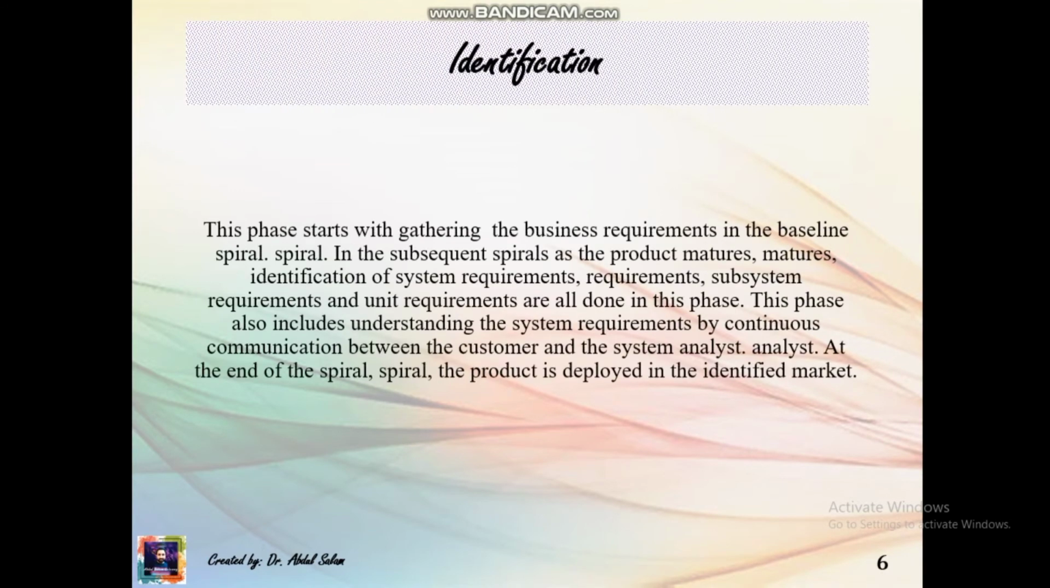Identification. This phase starts with gathering the business requirements in the baseline spiral. In the subsequent spirals, as the product matures, identification of the system requirements, subsystem requirements, and unit requirements is all done in this phase. This phase also includes understanding the system requirements by continuous communication between the customer and the system analyst. At the end of the spiral, the product is deployed in the identified market.